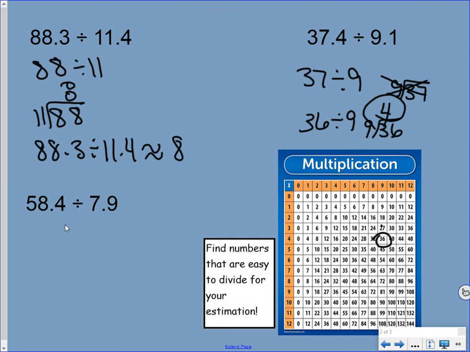Over here, 58 and 4/10 divided by 7 and 9/10. What if we did 58 divided by 8? All right, looking down my 8s, I don't see 58. What other number could I change this to? 58 divided by 9. I don't see a 58 on here anywhere, to be honest. So maybe 58 is not the number that I want to use. So instead of 58, what could we use that might be compatible with 8?